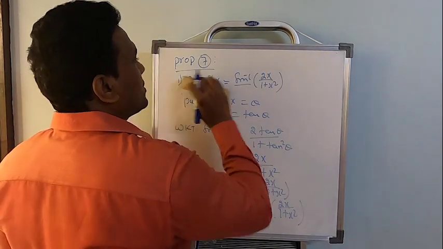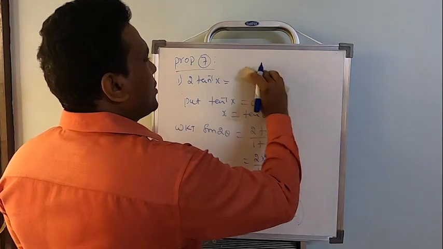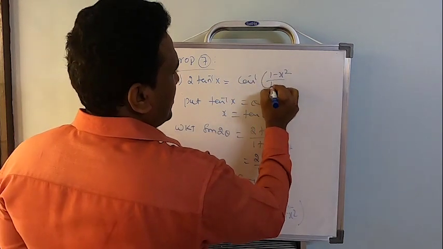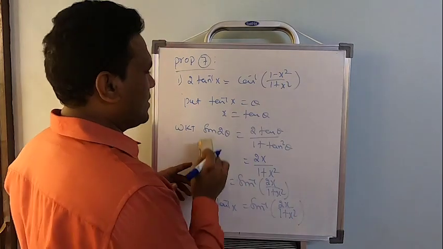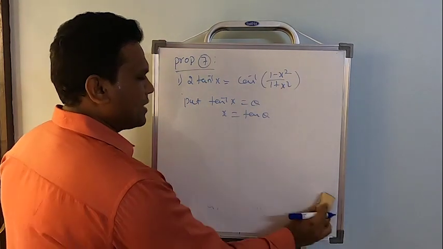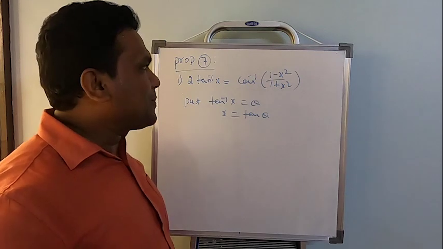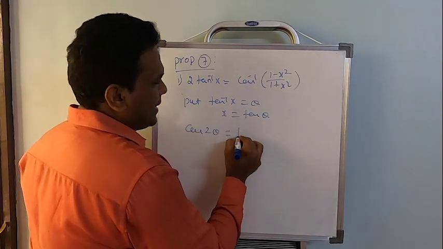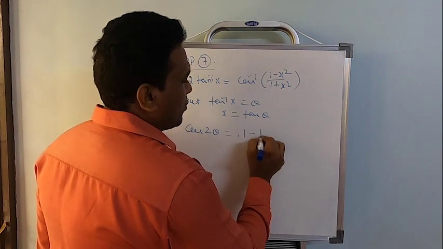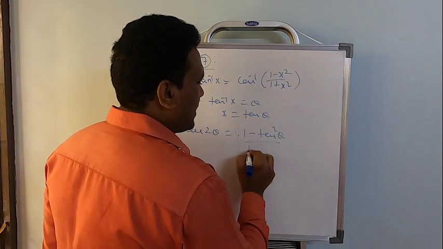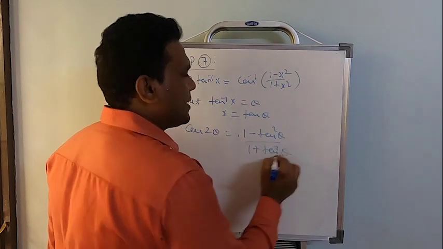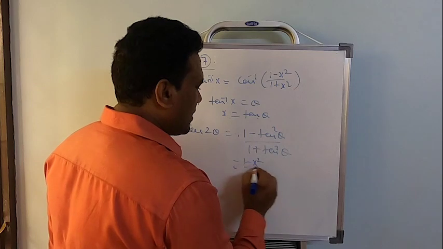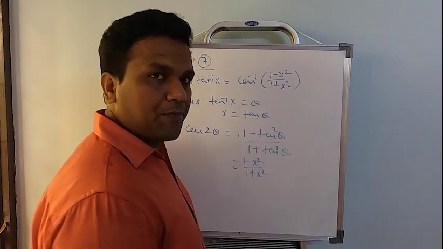The next one is similar to this. 2 tan inverse x equal to cos inverse of 1 minus x square by 1 plus x square. I think by this time you got a hint actually. 2 tan inverse should be expressed in terms of cos inverse. So we have a formula for cos 2 theta in terms of tan. It's given by 1 minus tan square theta by 1 plus tan square theta. Now substitute the value of tan theta as x here. So this will be 1 minus x square by 1 plus x square.